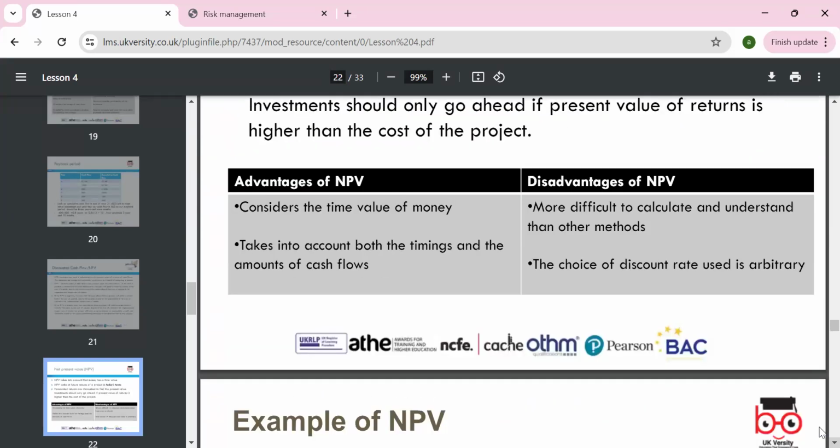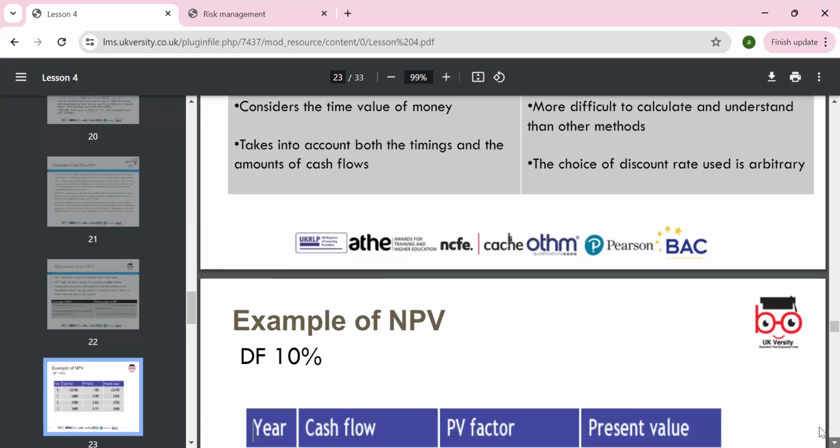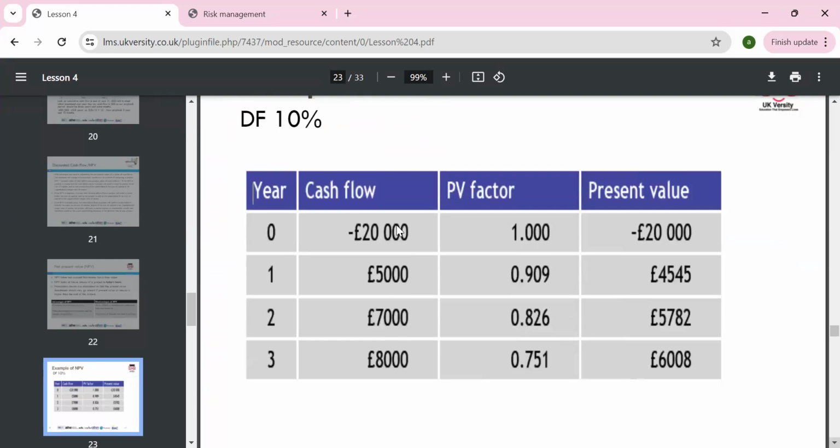So NPV is called the net present value method. It considers the time value: time is taken into account both in finding the amount and in the timing of the cash flows. But sometimes it's difficult. When we say time value of money, we are discounting based on the estimated return. So for the 20,000 we invest, we are using a PV table, which is 1 divided by 1 plus R.